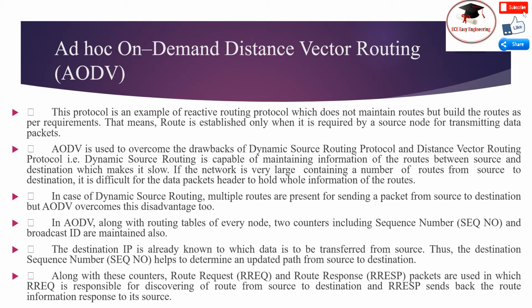overcomes this disadvantage too. In AODV, along with the route tables of every node, two counters, the sequence number and broadcast ID, are maintained. The destination IP to which data is to be transferred is already known to the source. Thus, the destination sequence number helps to determine an updated path from source to destination. Along with these counters, route request and route response packets are used, in which the route request is responsible for discovering the route from source to destination, and the route response packet sends the route information back to the source.